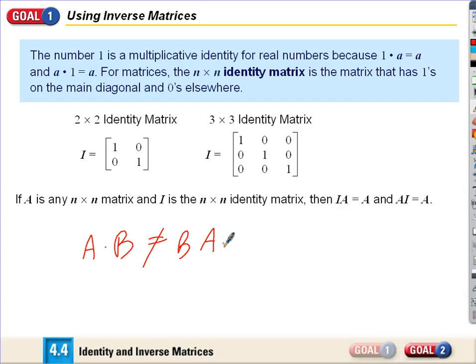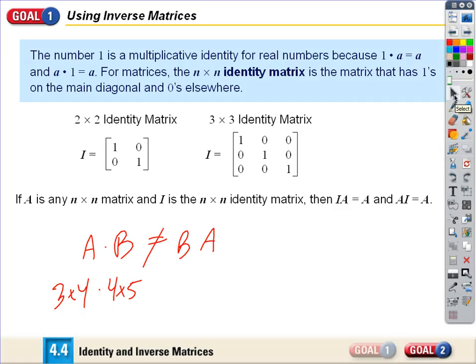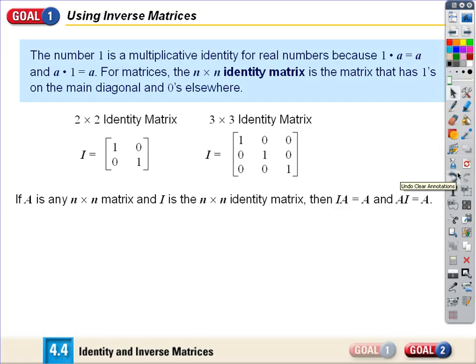What if A was a 3 by 4 and B was a 4 by 5? I can multiply them in that order, can't I? Because the 4s match up. But if I commute those matrices, I'll have the 4 by 5 in front, and then the 3 by 4, and the inside numbers won't match up, and so they will not multiply. So you got to be careful about that. That's the one real pitfall that you got to be careful of when you're doing matrix arithmetic.